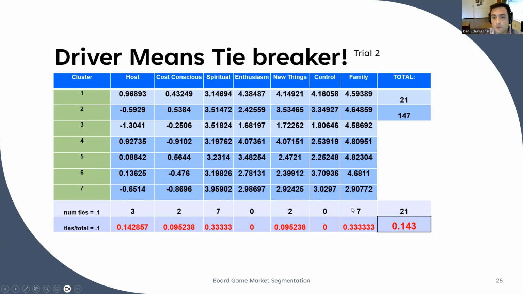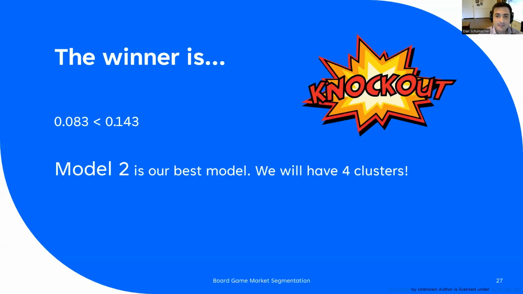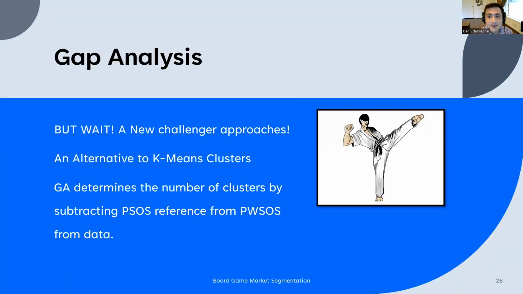We do that for all of the columns and then divide by the total number of combinations in our data set, 147. So with 7 clusters, we have a tie ratio of 0.14. Not bad. But compared to having 4 clusters, they have a tie ratio of 0.08. So therefore, model number 2, trial number 2, is our best model.